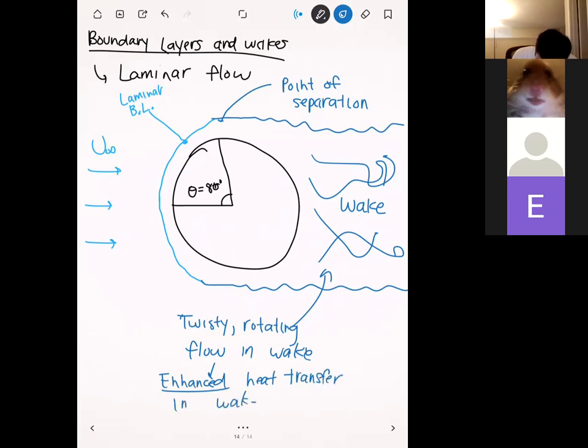And so just to summarize, in laminar flow, the flow separates pretty quickly. And so it has a separation angle of about 80 degrees, give or take a few. And then you're going to have a very large wake. And so in the wake, you're going to have enhanced heat transfer. Any questions on laminar flow here? Okay, so that's laminar flow.